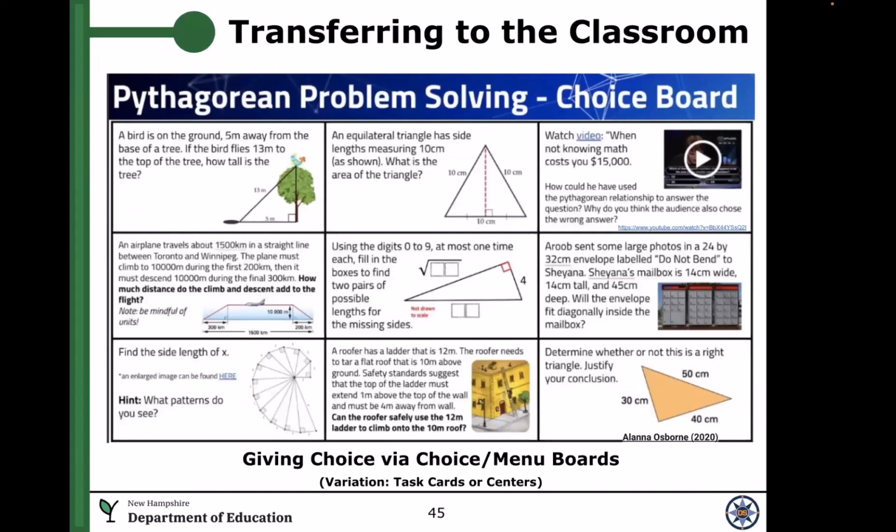Choice boards. These have been big for a number of years, not necessarily as much, I feel, in the upper grades, but this is an example of an upper grade task card or center that you might be able to do where students are choosing which particular tasks they want to do.